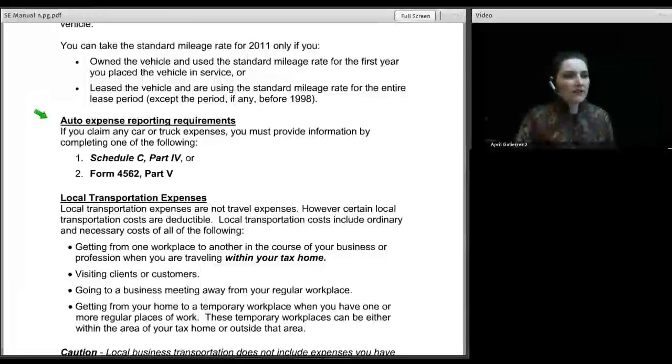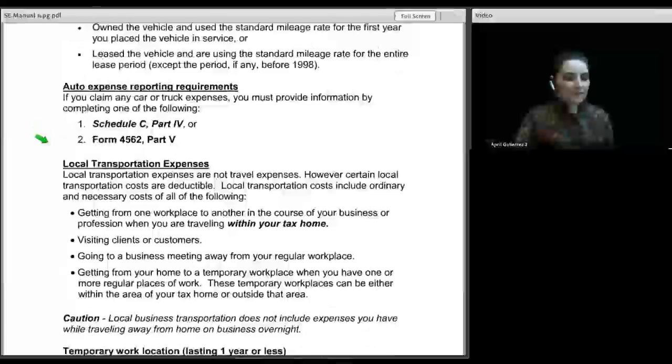When you're looking at a vehicle that you actually own, you can start off using the standard mileage rate, and if you choose to at a later time, you can switch to actual expenses. But once you've switched to actual expenses on a vehicle you own, you're not allowed to go back to the standard mileage rate in any year after a year you claim depreciation.